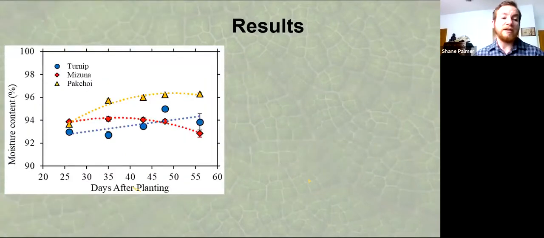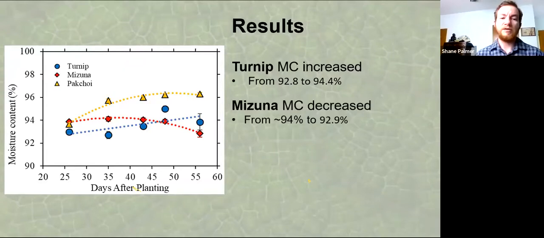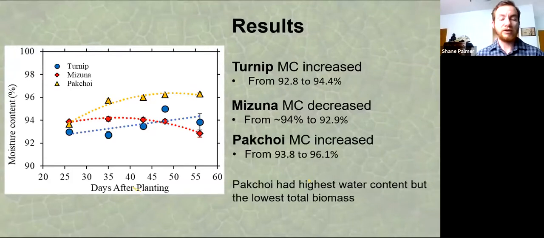This is the moisture content that was calculated from the fresh and dry mass. What I find interesting is they're all doing something a little different here. Turnip increased, mizuna decreased, and pak choi increased but was sort of leveling off. Pak choi also had the highest moisture content, which I find interesting because it also had the lowest total biomass, which I guess would make sense. If all that water goes away, then what's left is not going to be as much.